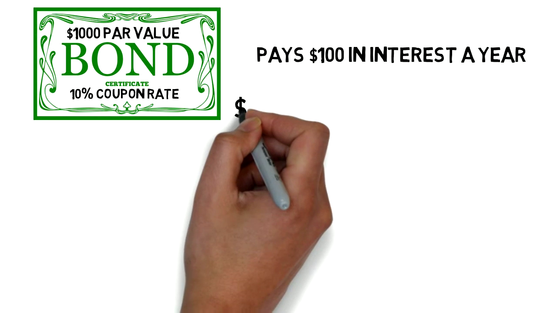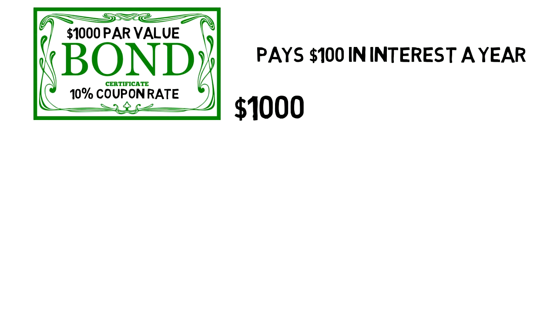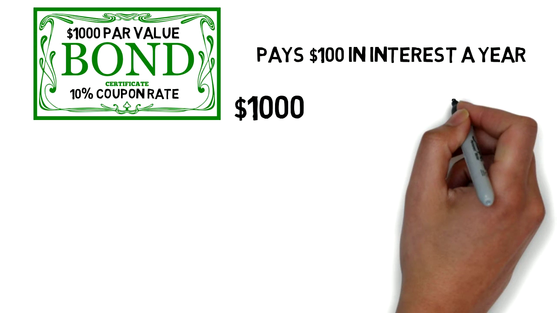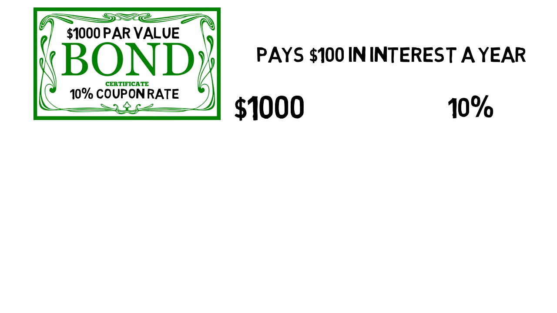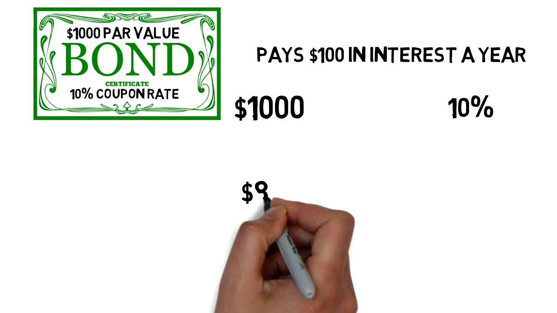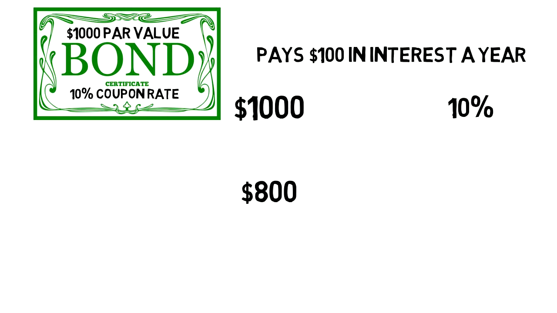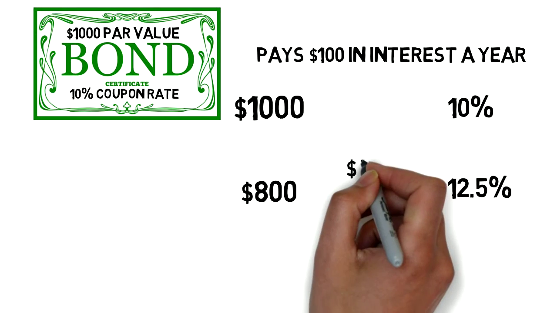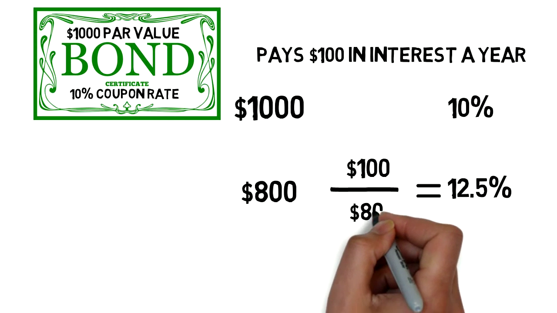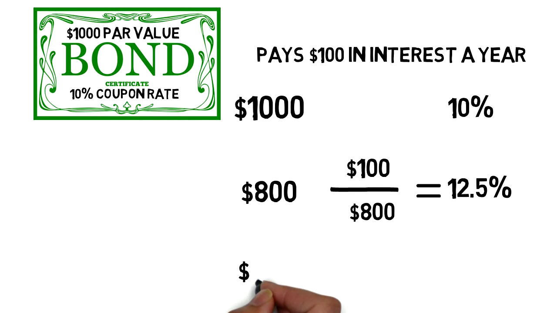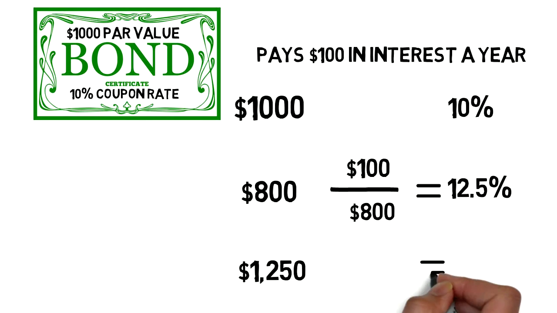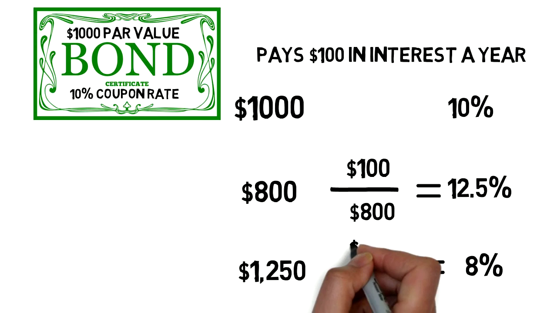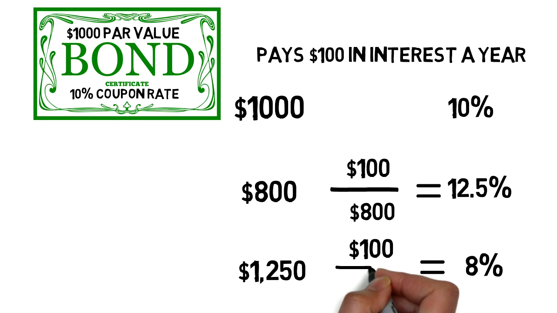If the bond's price is $1,000 at par, the coupon payment is equal to the yield, which is 10% in this case. If market prices change and the bond's value falls to $800, its yield climbs to 12.5%, or $100 divided by $800. If the bond's price climbs to $1,250, the yield will decrease to 8%. That's $100 divided by $1,250.